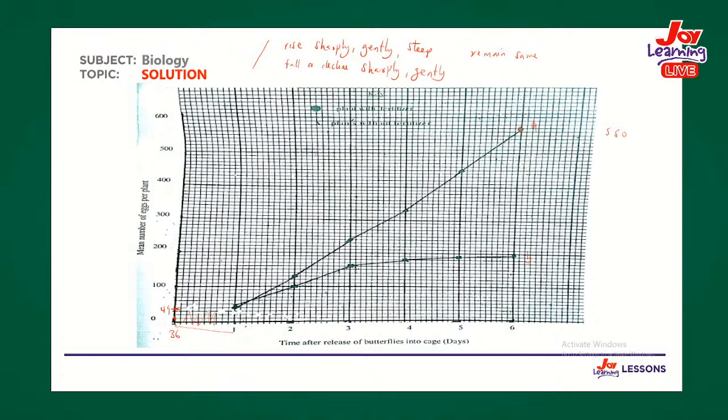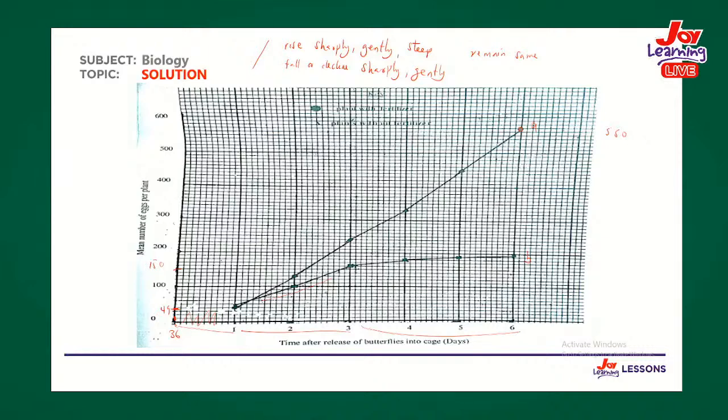But let's look at the B part. From 1 to 3, there was a change, and from 3 to 6, there's another change. Between 1 to 3, it rose gently from 49 to, let's say, 150. That's how we say it.